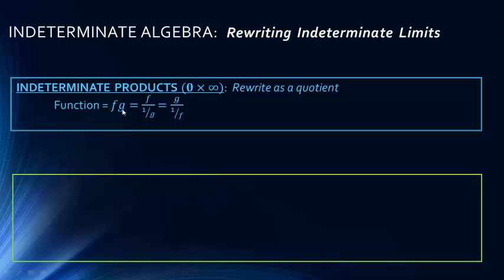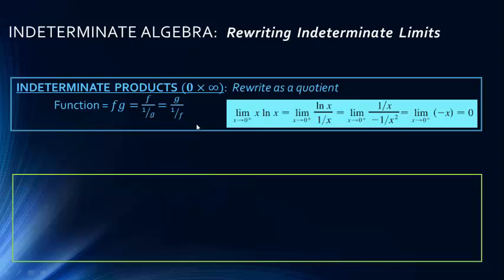If we have a product of f times g, notice we can write this as either f divided by 1 over g, or we could write it as g divided by 1 over f. And then notice here we would actually have the original indeterminate form of either 0 over 0 or infinity over infinity. So here's an example.